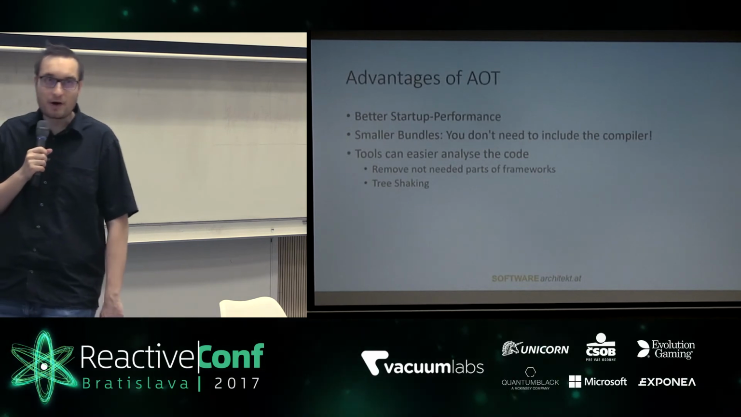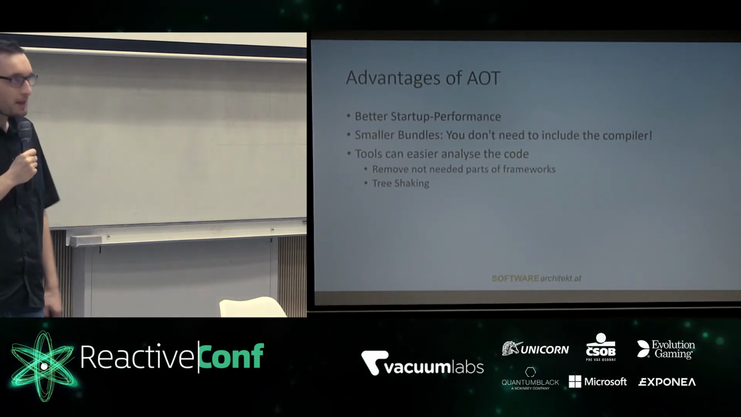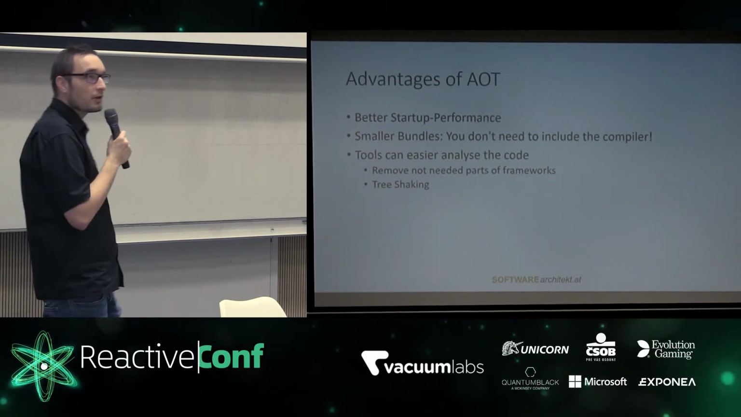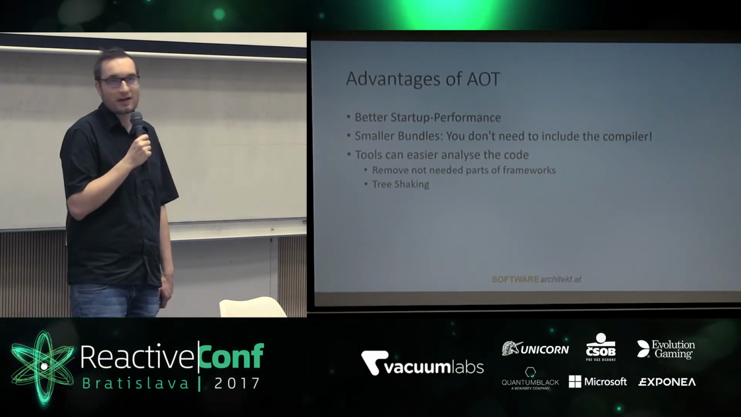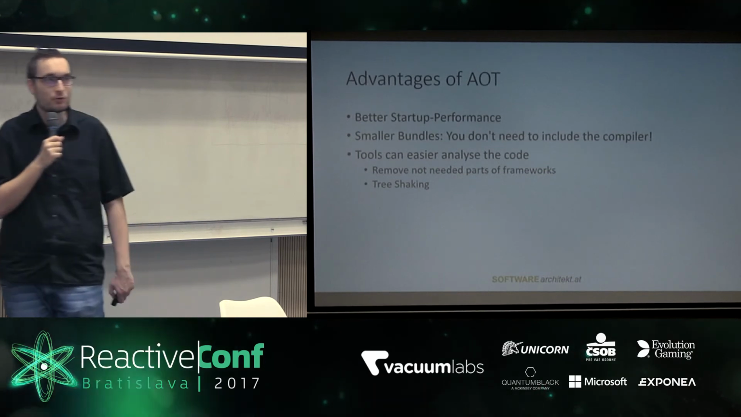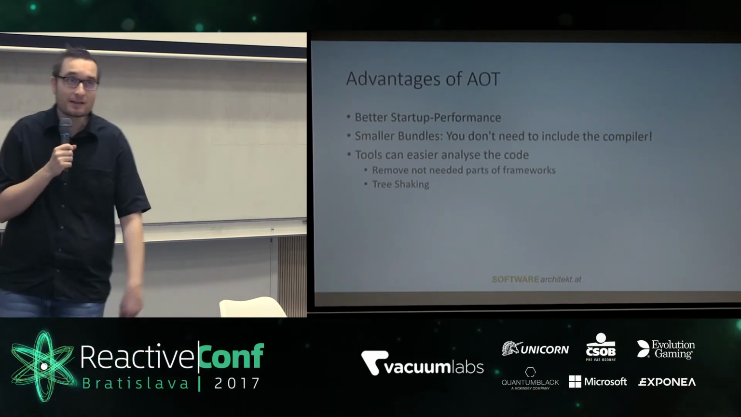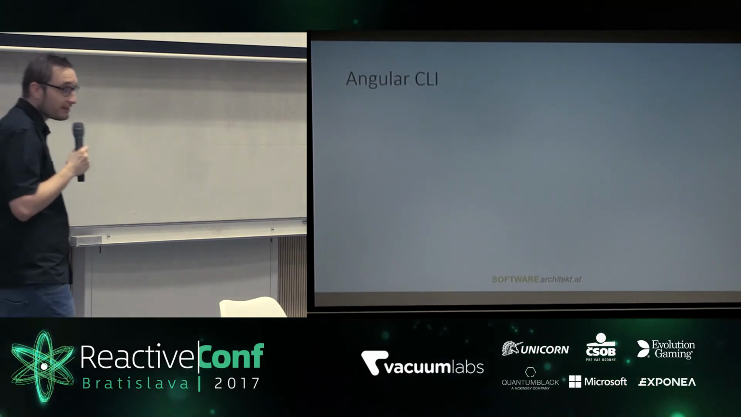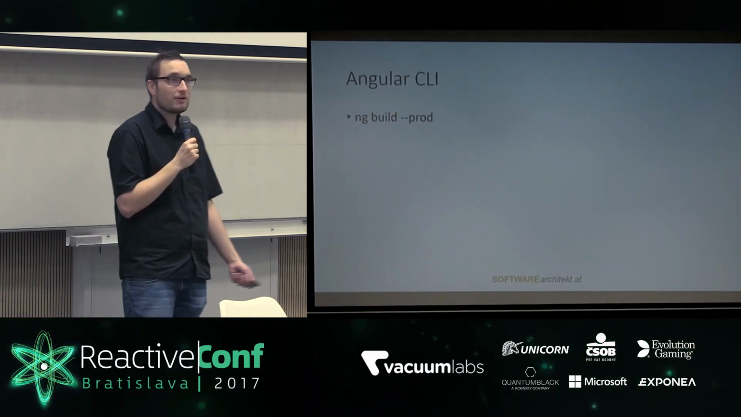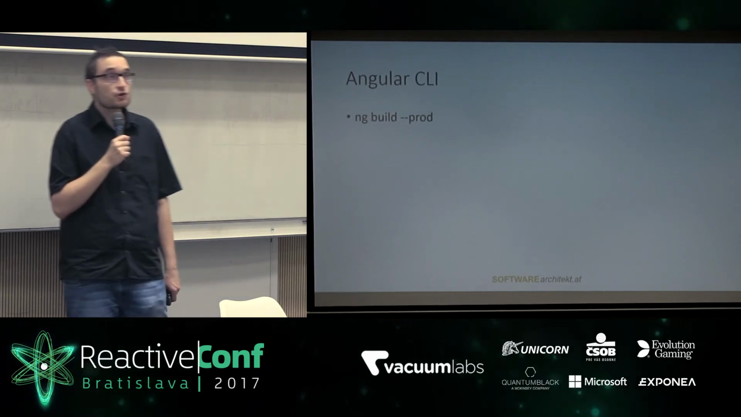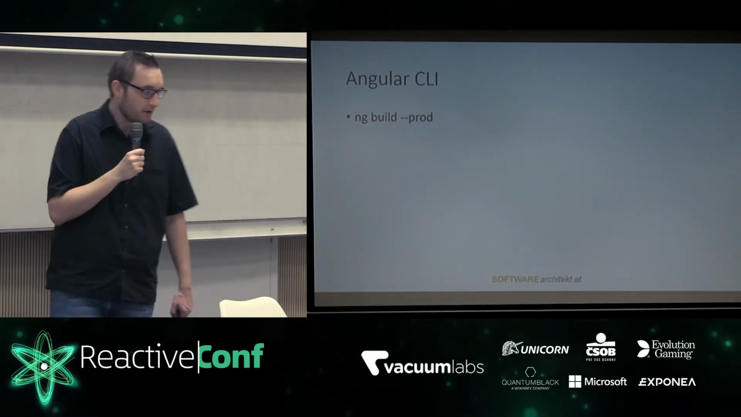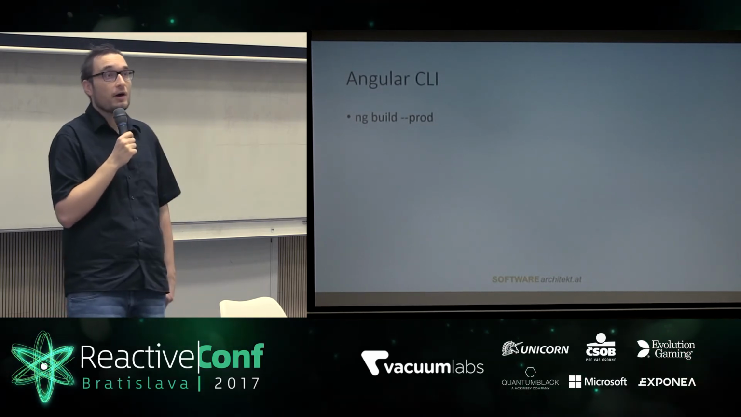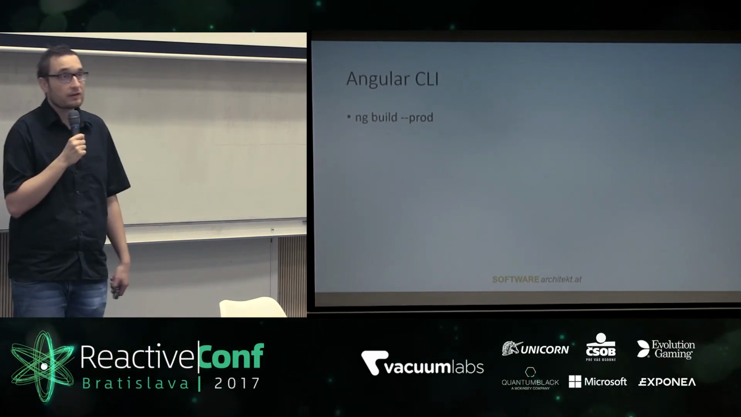When I talked about this about a year ago, I showed the audience how to configure the Angular compiler and how to make it work with your bundling and tree shaking solutions. Nowadays, we can just leverage the Angular CLI. We can just do a production build with Angular, and when we do so, we get ahead of time compilation. We also get tree shaking.